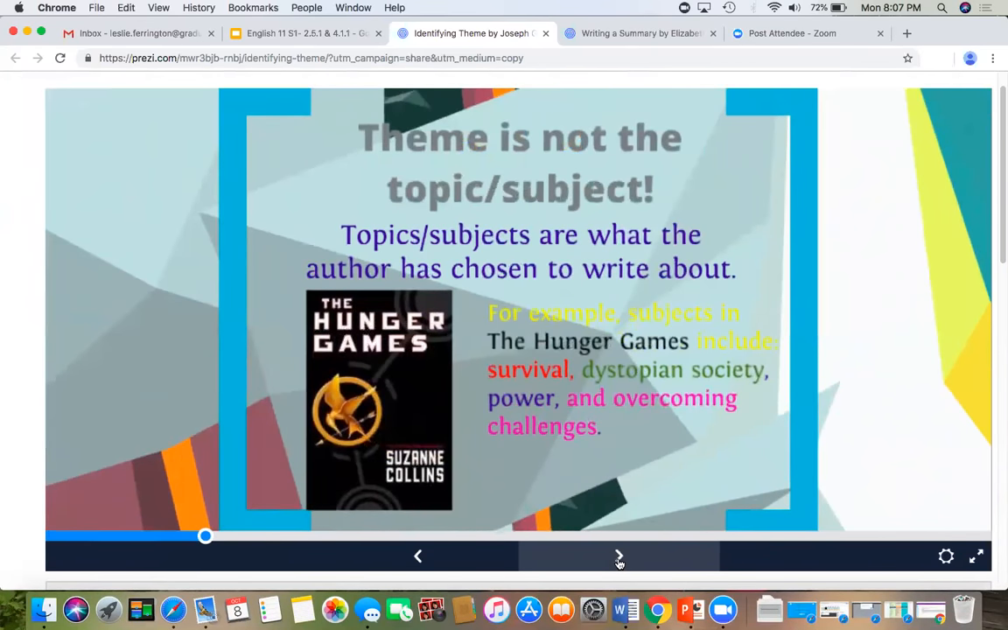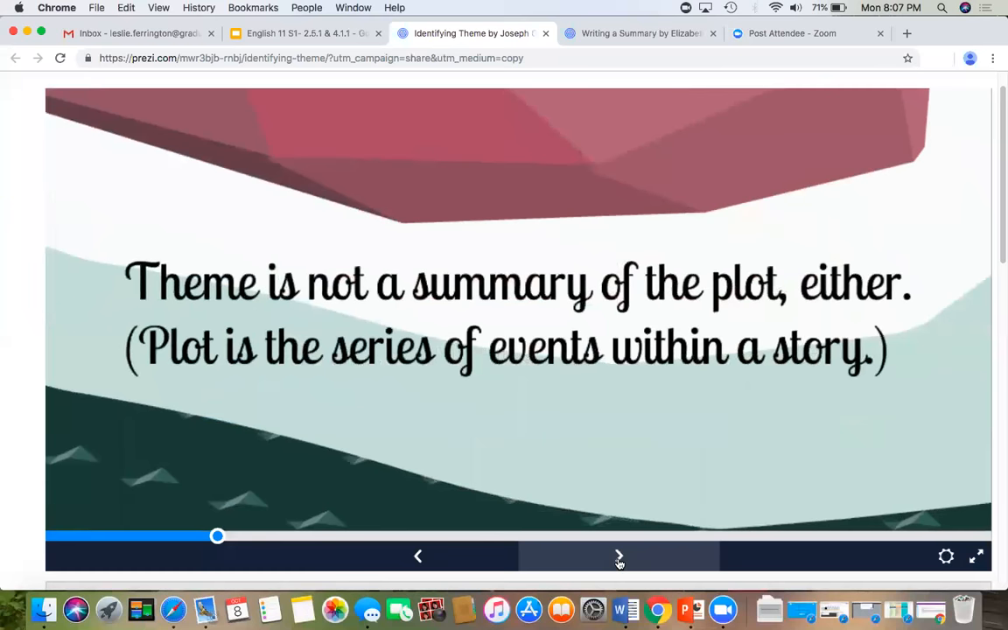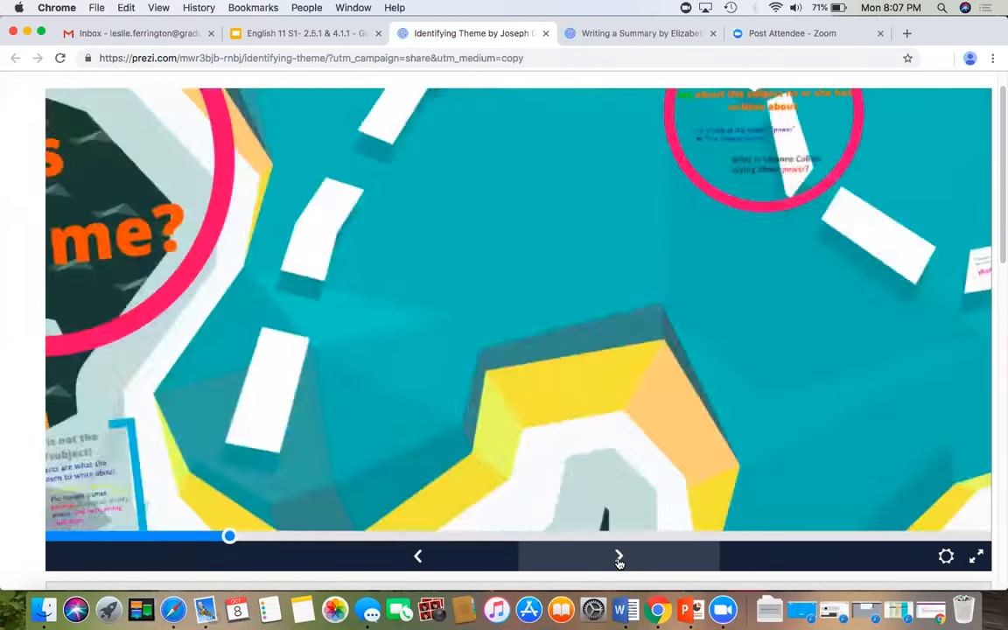So theme is not a topic or a subject, and this is something that I see a lot when we're looking at assignment 251, that students tend to sometimes try to give me a topic for their assignment instead of giving me an actual theme. So topics and subjects are what the author's chosen to write about. For example, subjects in the Hunger Games include survival, dystopian society, power, and overcoming challenges. Theme is not a summary of the plot either. Plot is the series of events in the story, and that is not what our theme is going to be.